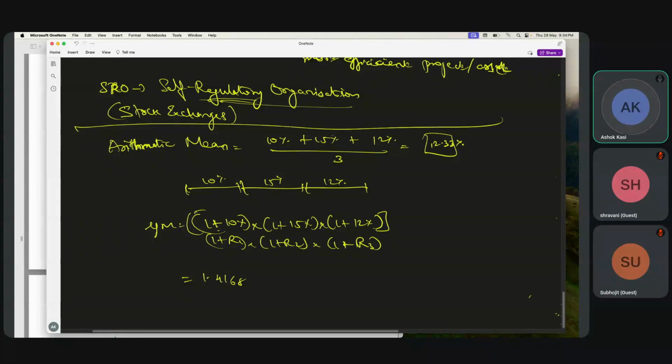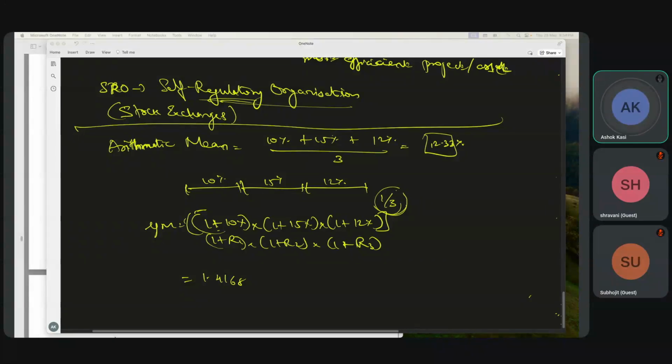So this is for 3 years. I want to shrink it to 1 year. So what I will do, I will raise it to 1 by 3. So how do I solve this one now? I have not told Shravani how to use the calculator here. Let me just tell you how to use this calculator.